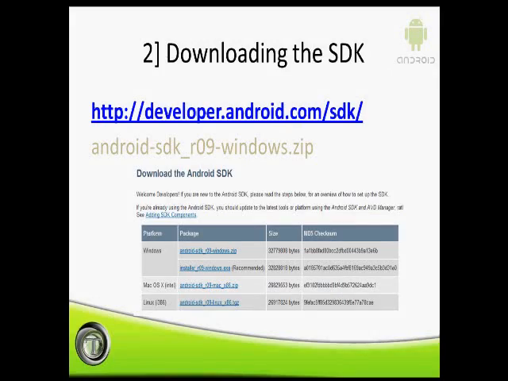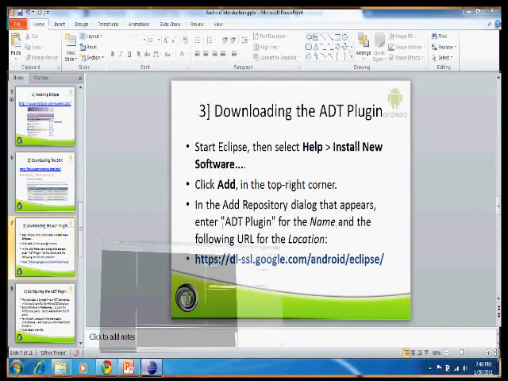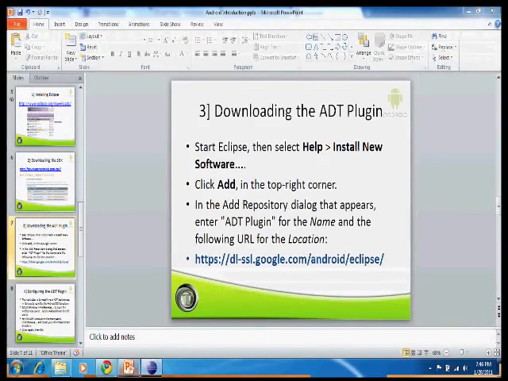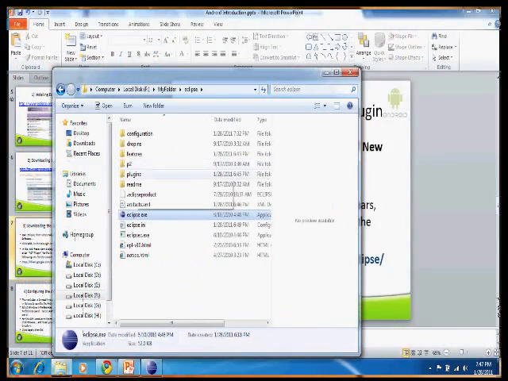After that, we'll be downloading the ADT plugin. Start Eclipse, then you go to Help, Install New Software, click on Add, and in the add repository dialog just enter the link that is given here, https://dl-ssl.google.com/android/eclipse. So just open up Eclipse. Yeah, before you do that, you'll have to install Eclipse, that is unzip it somewhere.